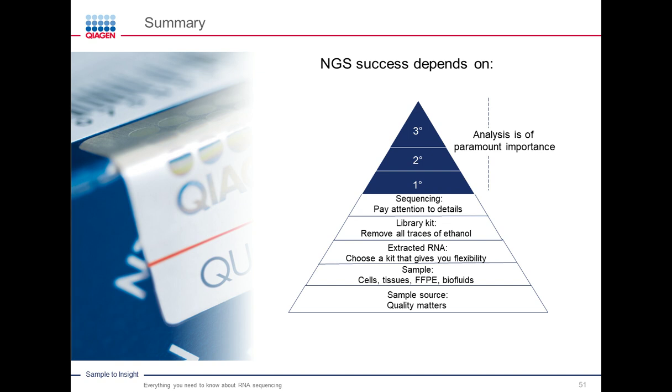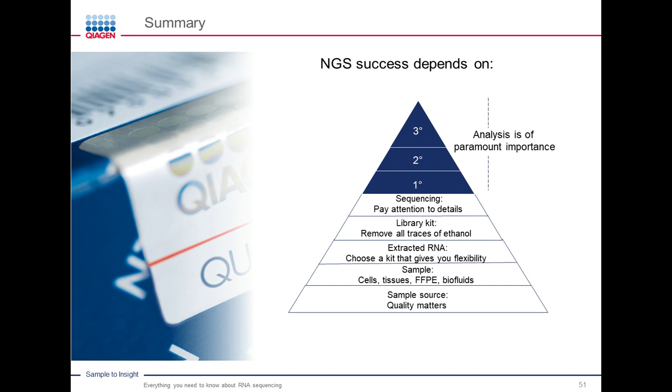So in summary here, we'll go back to our pyramid of NGS success. So if you look at what NGS success depends on, your sample source. So the quality matters. So when you're looking for your samples, you want to be sure that your sample material is tightly controlled and homogeneous across your entire study. This is particularly important when working with biofluids. So you want to be sure that, say, perhaps your collection technique is consistent across your entire portfolio of samples.